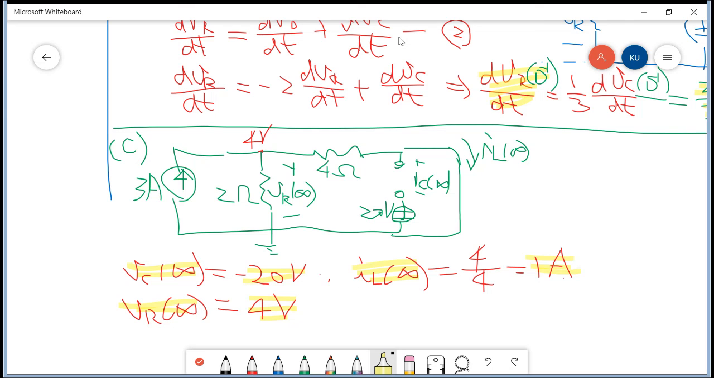So this is another example for finding the initial value. So let's have a break, and in the next part we'll talk about some examples about the second order circuit.